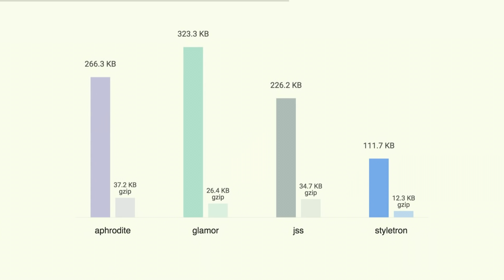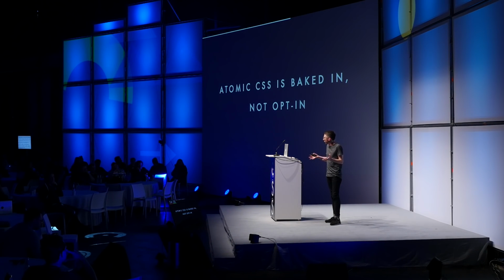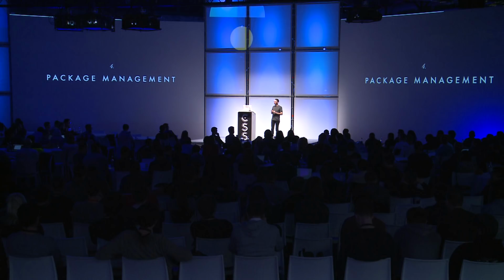And just to be clear as well, this is real-world CSS. This is actually from Airbnb, this set of CSS. And again, the trend continues that the best practice in terms of generating the smallest output of atomic CSS, it's now baked in, it's not opt-in. And we can only do this because now we have closer integration between our markup and our styles. The fourth point, I think, is where I really start to be sold on this idea, and that's around package management.